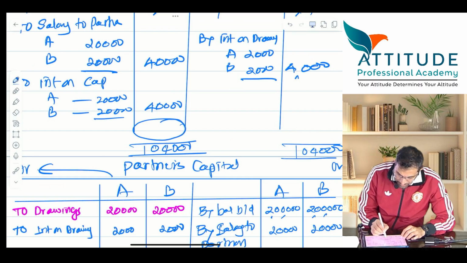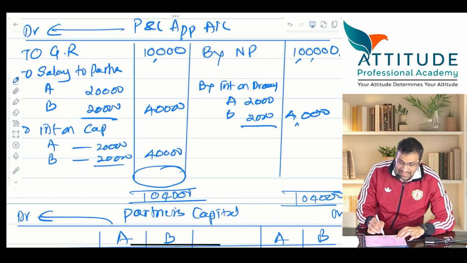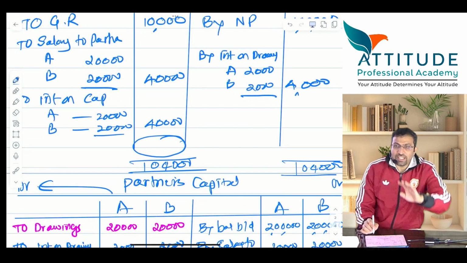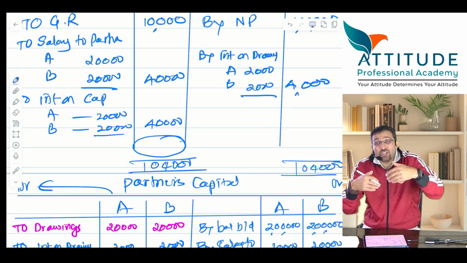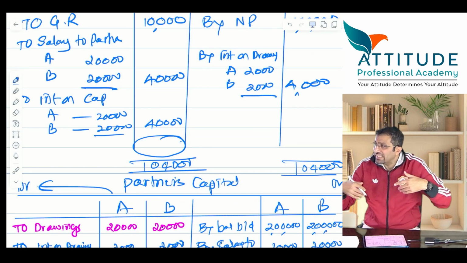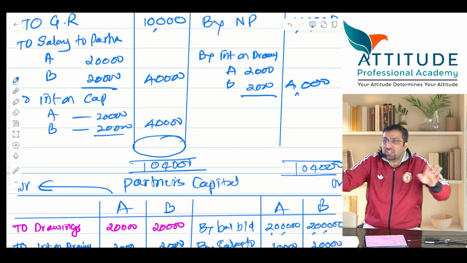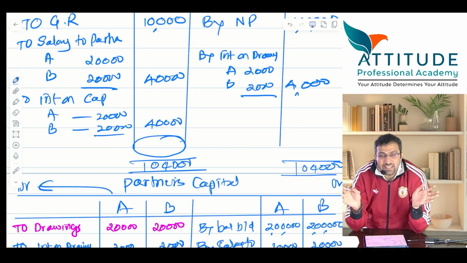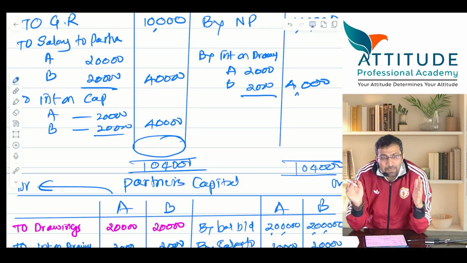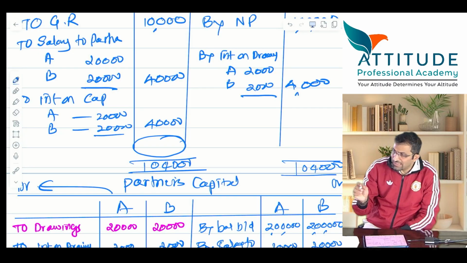Now balancing figure, you tell me. 1 lakh 4 minus 90,000, which will give you 14,000. 14,000 is your remaining profits to be shared among partners in their profit sharing ratio. If nothing is mentioned in the partnership deed, the profit sharing ratio is equal. So we'll assume the partner profit sharing ratio is equal. So 7,000, 7,000. Entry क्या आएगा?